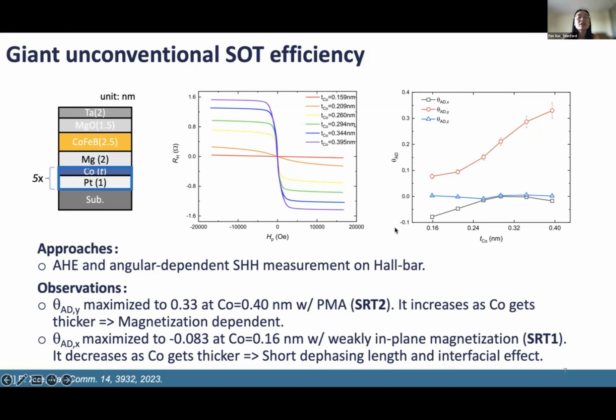From here, there are two important data points. One is at the thick cobalt, which is about 0.4 nanometer. It shows perpendicular magnetic anisotropy. Here, the Y spin polarization, which is conventional, is maximized to 0.33. And the spin polarization also increases as cobalt gets thicker, which is a magnetization-dependent behavior.